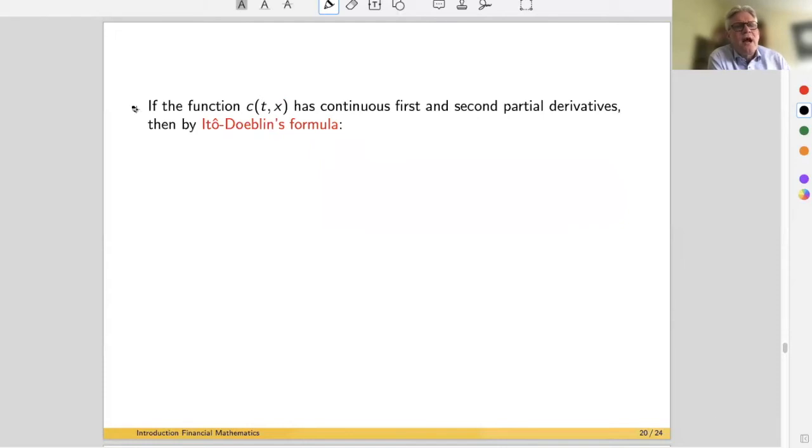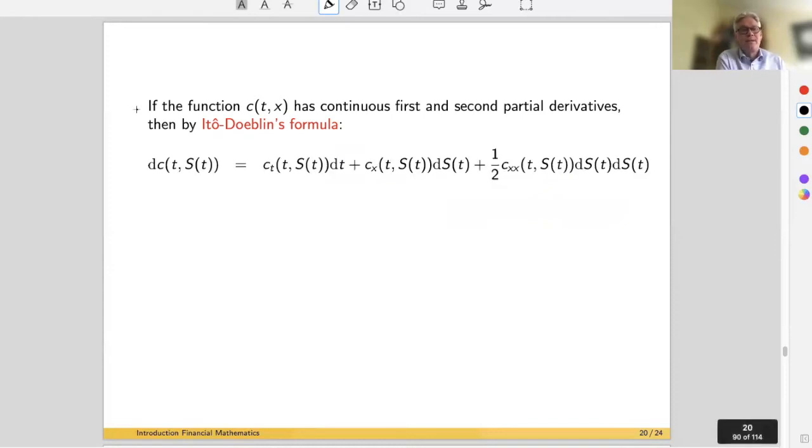So we consider our function C of T and X. It has continuous first and second partial derivatives, and we can use the Ito-Doeblin formula. So the change in call option value at time T, S_T, that is dC/dt dt plus dC/dx dS plus 1/2 the second derivative of C with respect to X times dS dS.